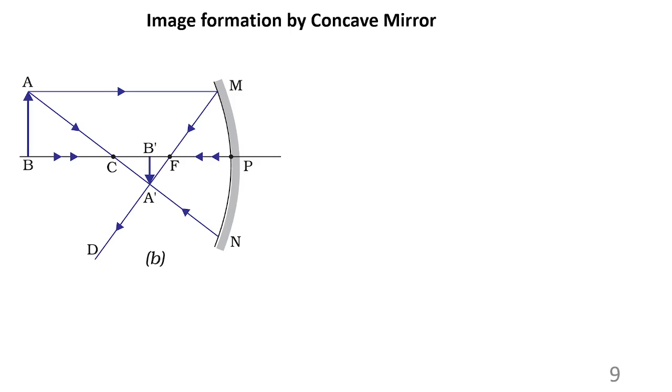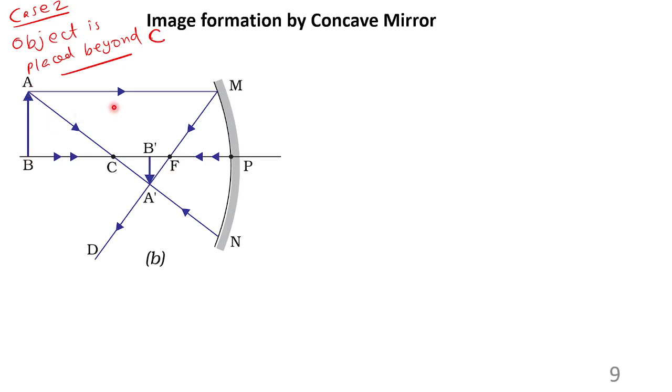Okay, so this is case 2. What is case 2? Let me write it again. Case 2 is: the object is placed, object meaning the candle AB, beyond C, beyond the center of curvature. Understood? Beyond C. The same diagram I have drawn.